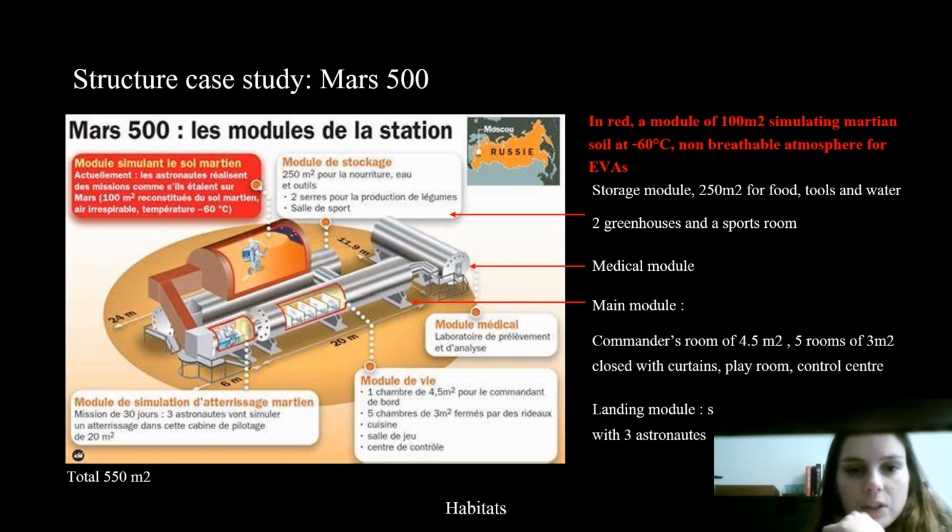Now we do a little case study again about Mars 500. Here you can see a kind of schematic view of what the module was. Again, it was placed in Russia, but it was a collaborative international effort, and it was quite interesting. So the red module was 100 square meters, and it was simulating the Martian soils at -60 degrees.